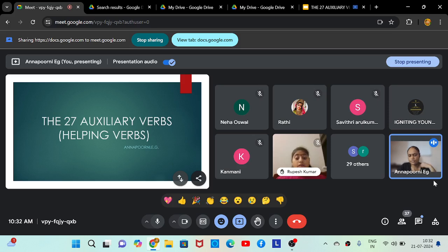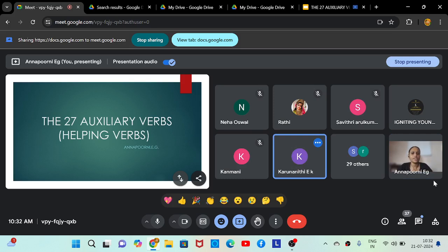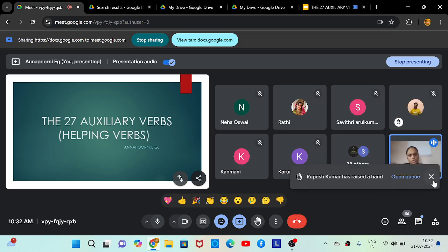Main verbs. What are main verbs? Action words, ma'am. Action words. Yes, action words are only called main verbs. Action verbs means like walk, talk, come, go, listen, speak, write. All these are called action verbs. They are also known as main verbs.